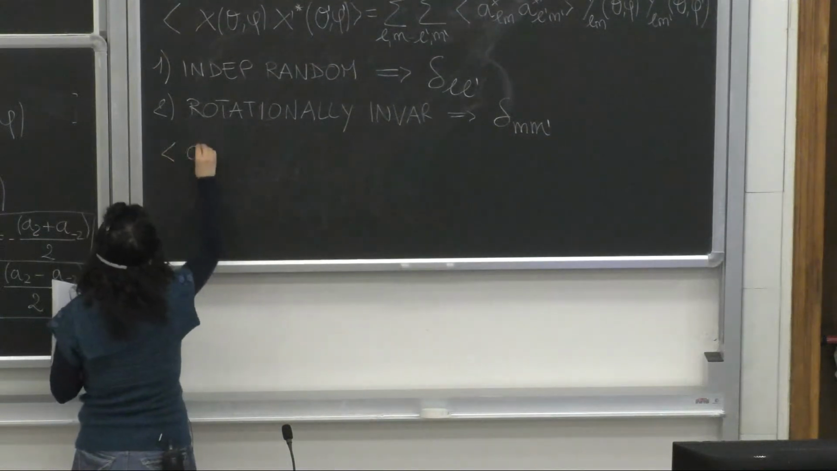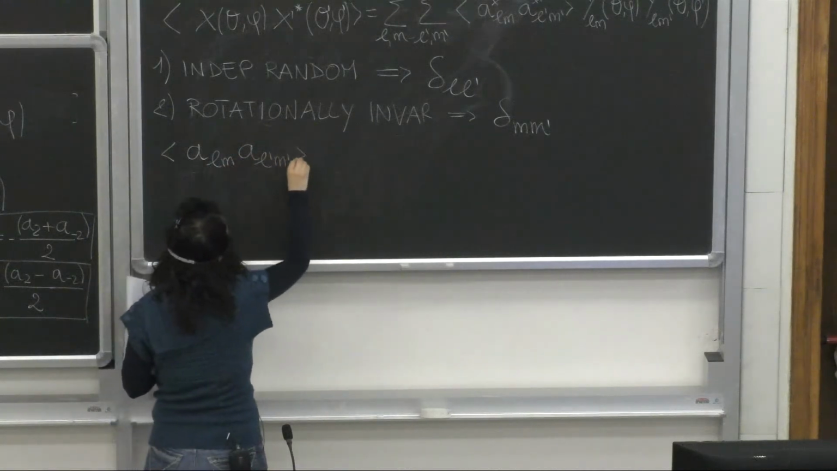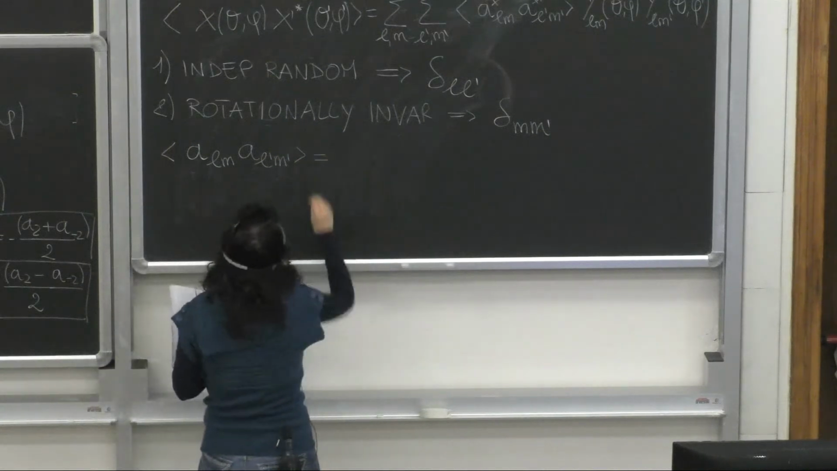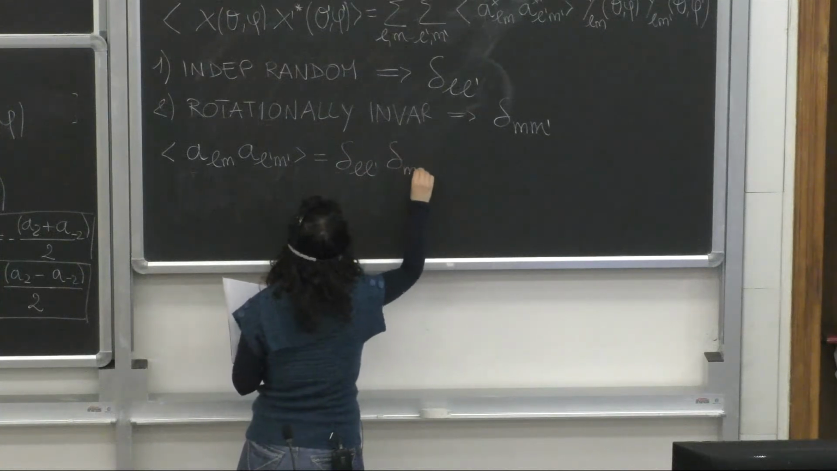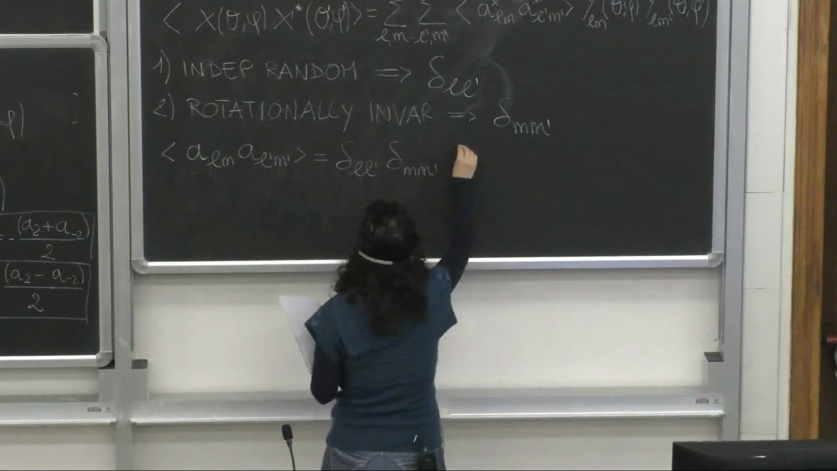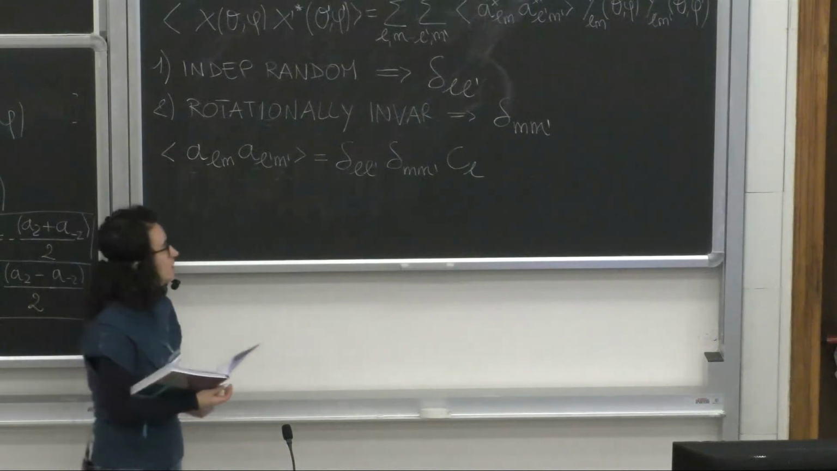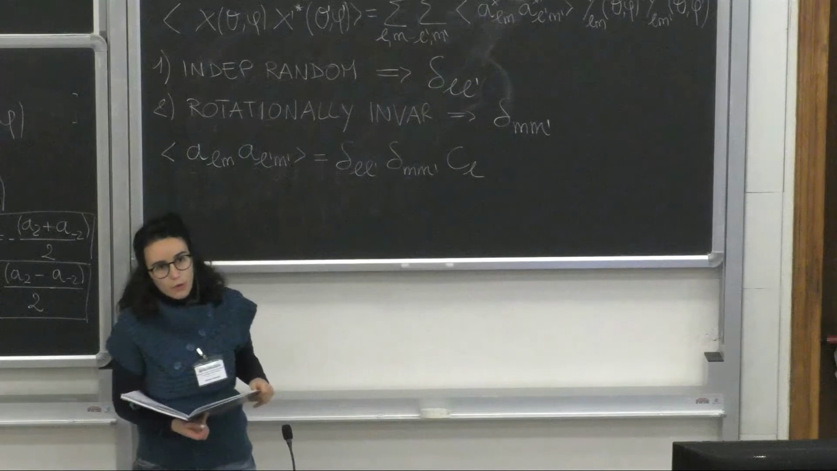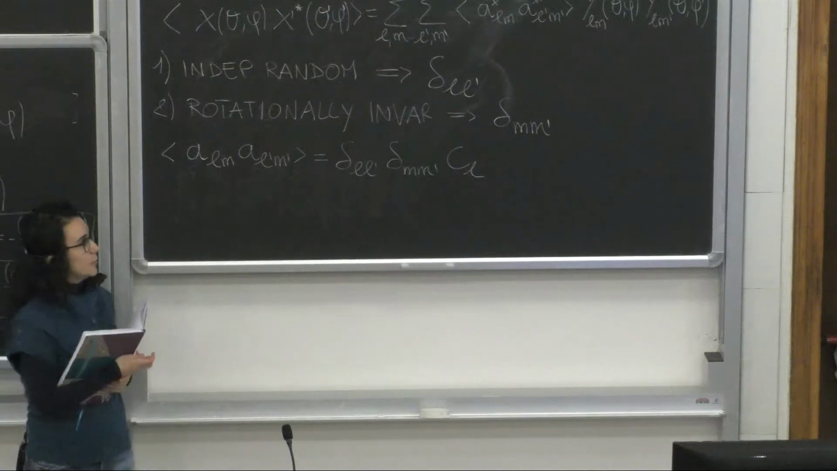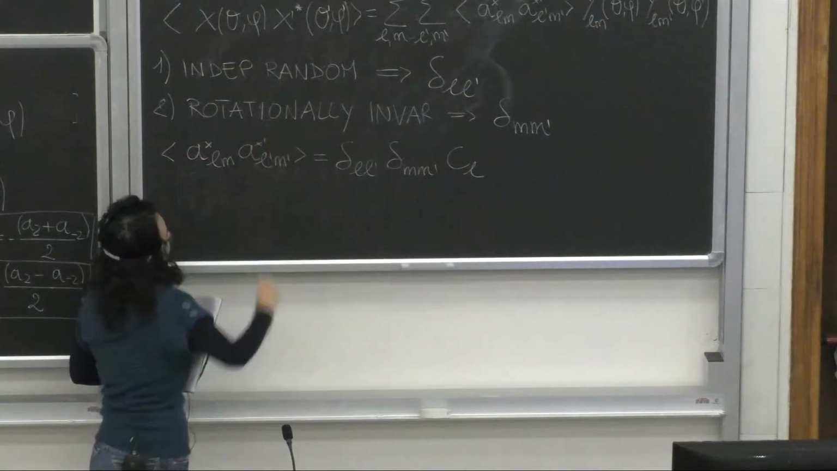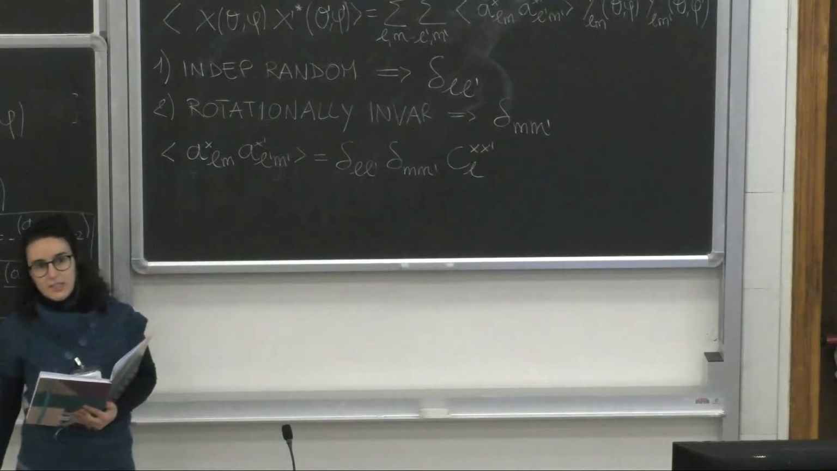then we can write that a_LM a_L'M' is proportional to these two deltas. And the proportionality constant is exactly the variance of the field that we call C_L, that we also call the power spectrum of the specific combination of the fields that we are correlating here. If these are X and X prime, this will be the power spectrum of X X prime.